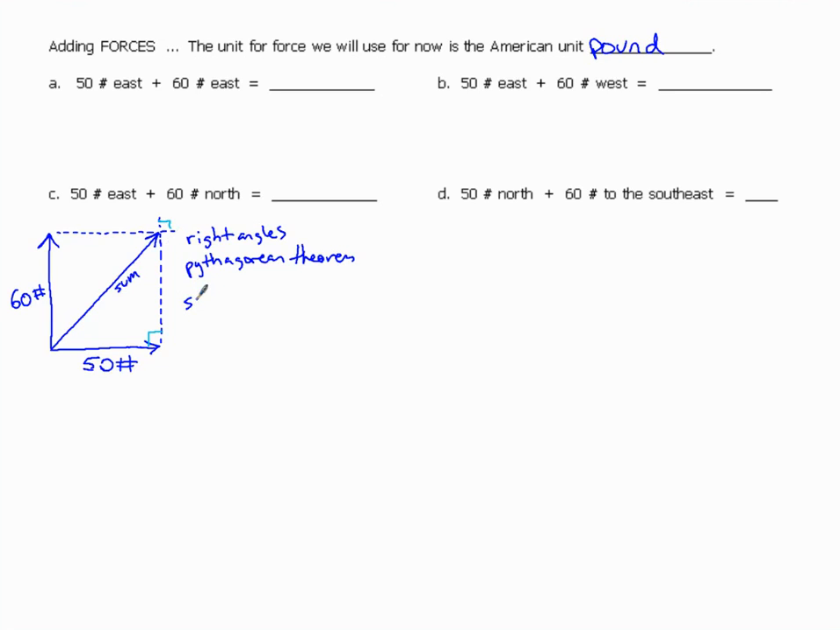So I'm going to put this more in physics terms. Sum squared equals 60 squared. This leg is 60, just like this one is, plus 50 squared. So I'm not going to show all the math work here, but square this, add them together, take the square root of everything, and we find the sum equals 78.1 pounds.